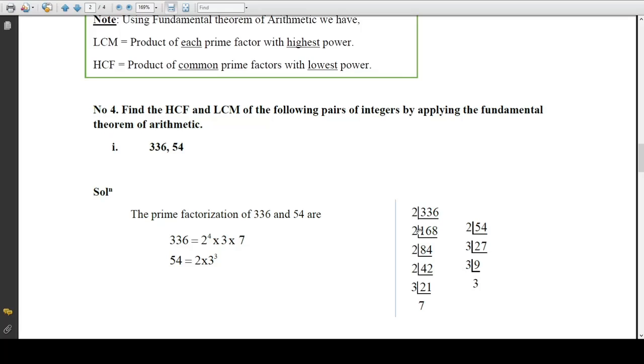2 1s are 2, remaining 1 with 3, 13, 2 6s are 12, then again remaining 1 with 6, 16, 2 8s are 16, 2 4s are 8, 2 2s are 4, 2 1s are 2, 3 7s are 21. Hence the prime factorization of 336 is 2 how many times? 4 times. 3 how many times? 1, and 7. For 54, they are 2 and 3 three times.